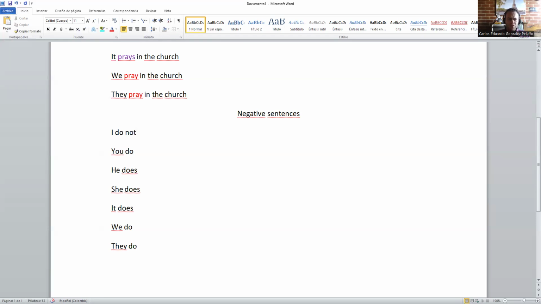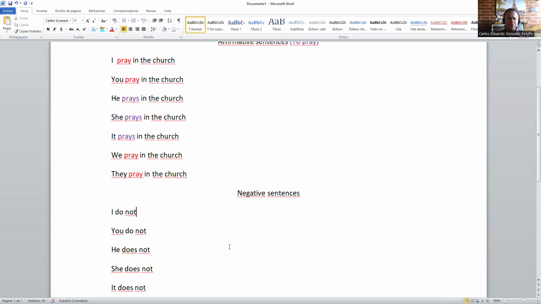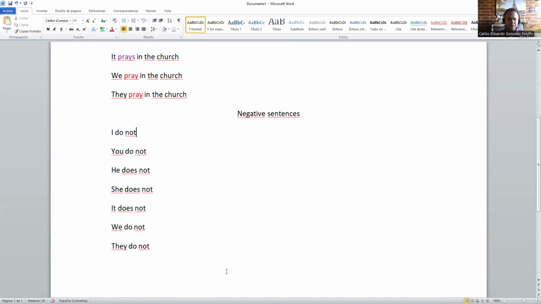Not can also be used with contractions, but after the explanation I'm going to show you how it looks with contractions. Without contractions: he does not, it does not, we do not, and they do not. I do not, with the same verb. I do not pray in the church. You do not pray in the church.